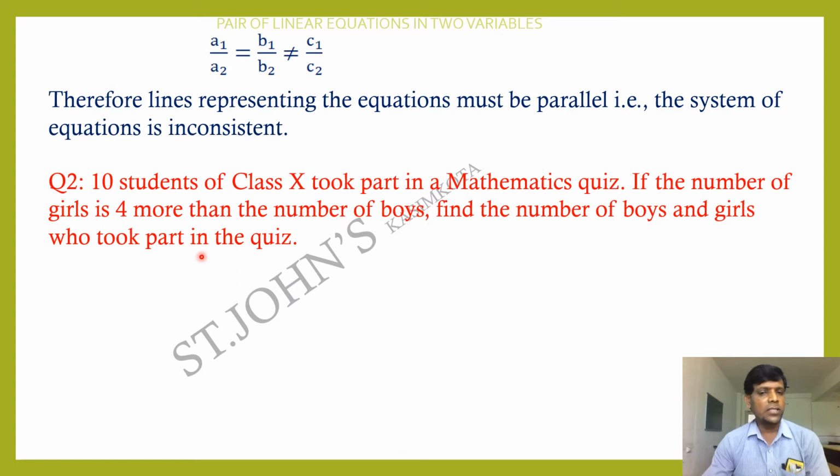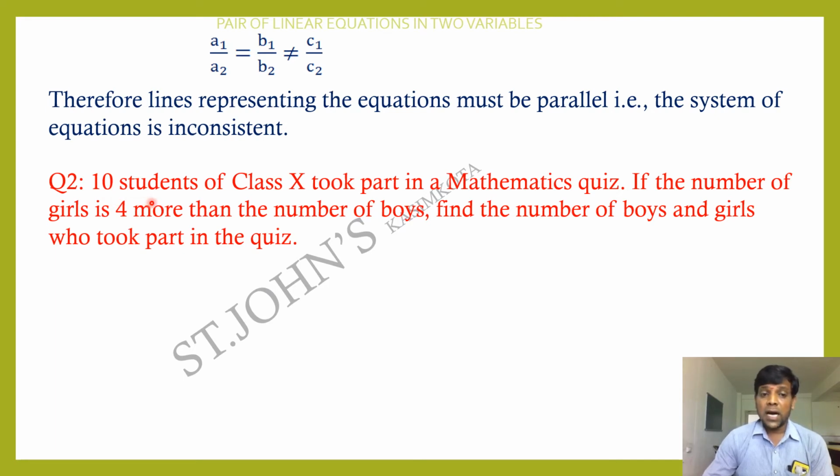Number of boys equal to x and girls equal to y, or number of girls equal to x and number of boys equal to y. You can take any one condition, both are the same. Clear? That is the analysis part. Given 10 students, both girls and boys. Total students equals 10.